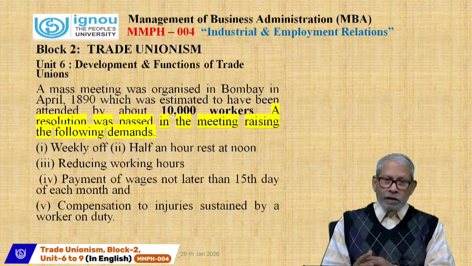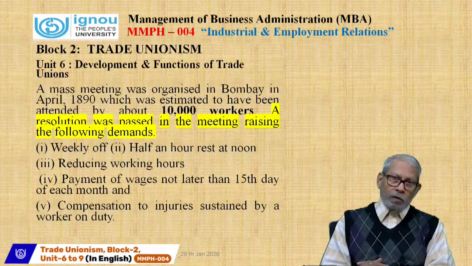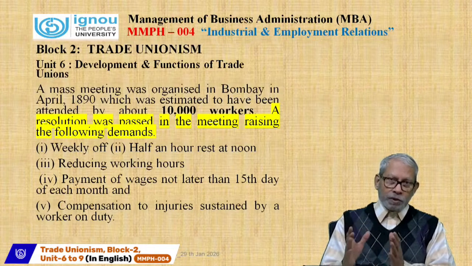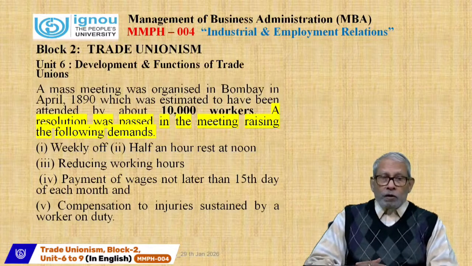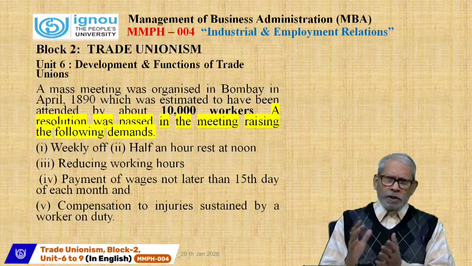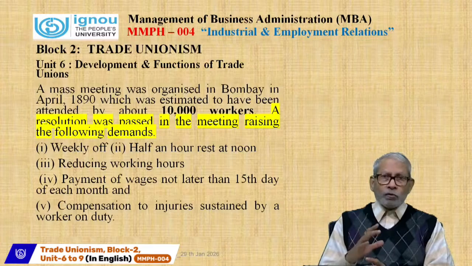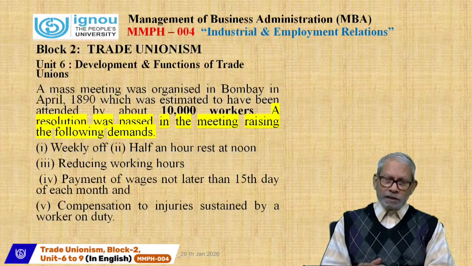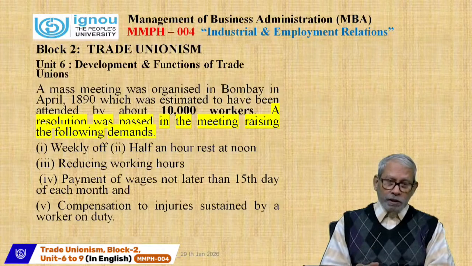Then a half-hour rest at noon after the lunch period. Then reducing the working hours, which earlier may have been 10 or 12 hours depending on the owner of the company. There was no philosophy or policy then. Based on these resolutions in 1890, it was declared that working hours will be 8 hours.